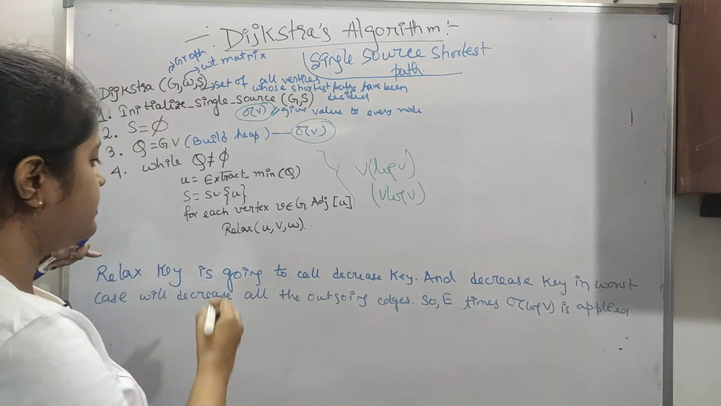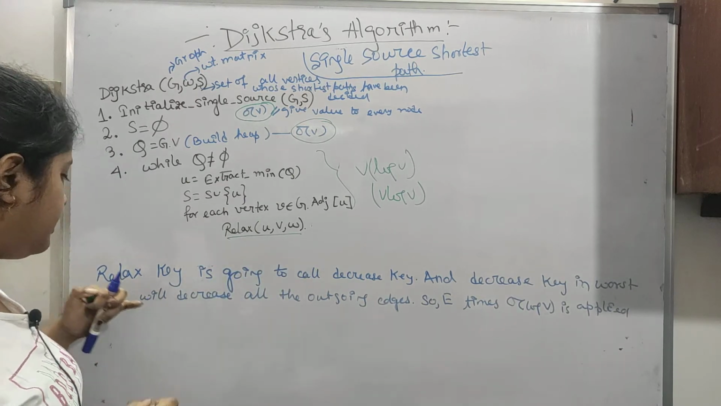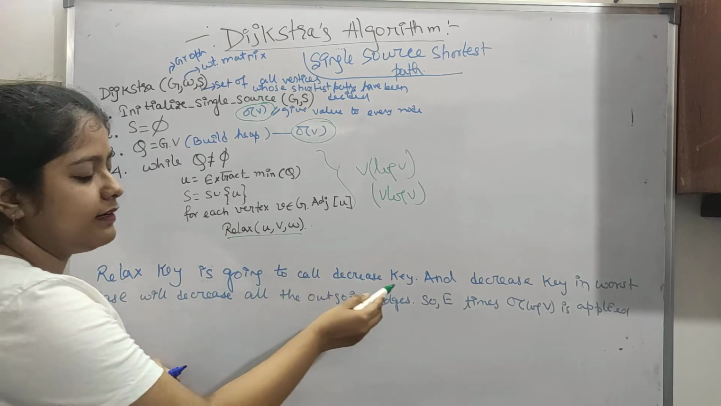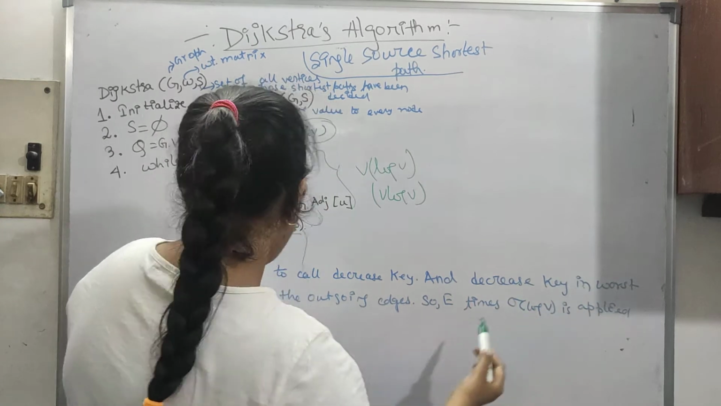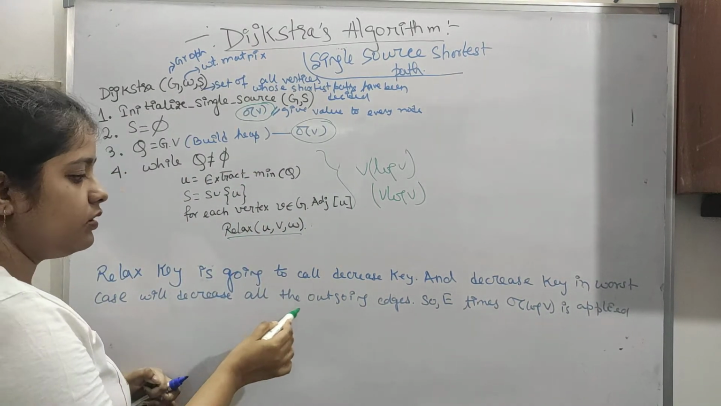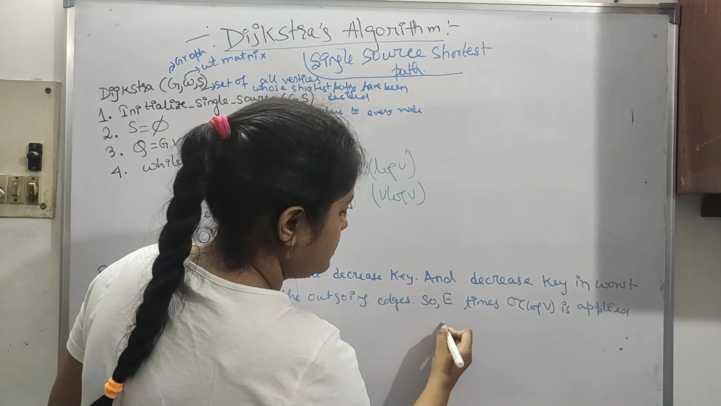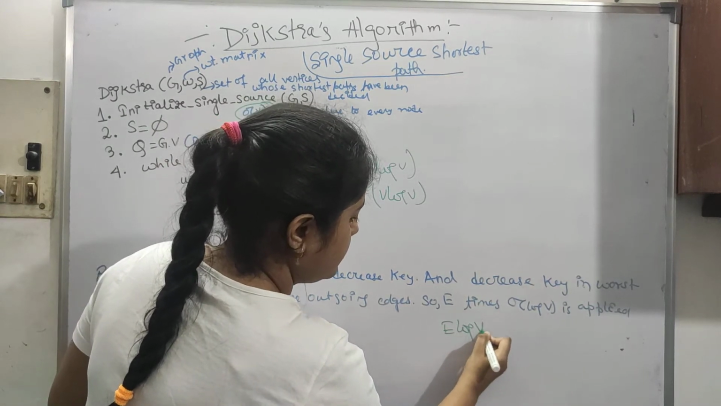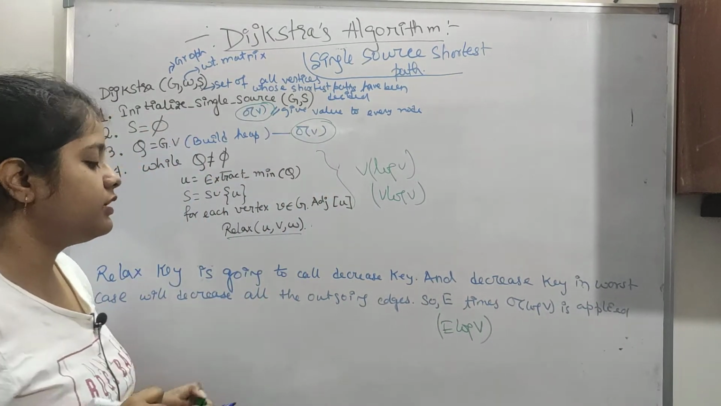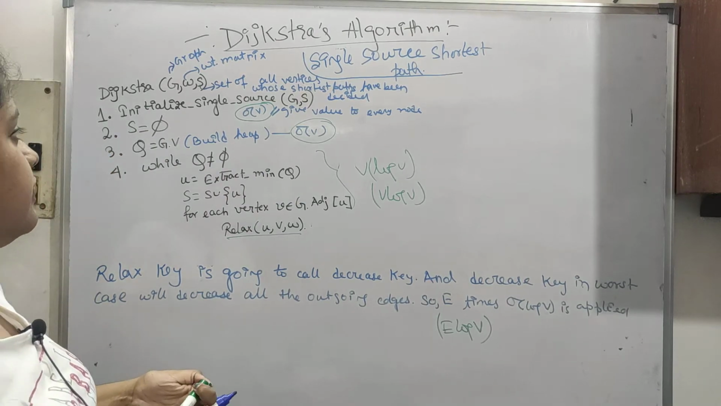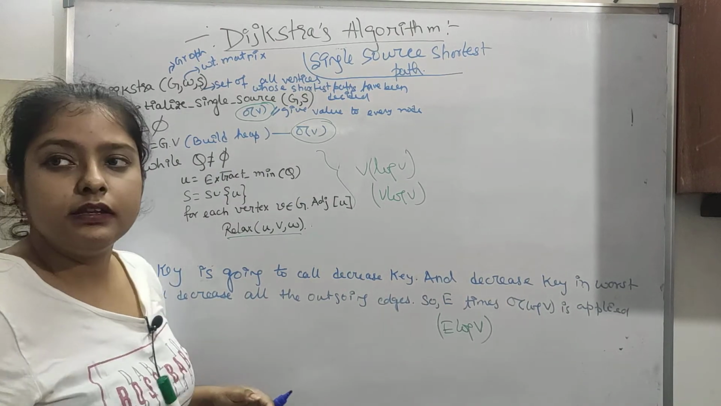Now let's say relax (U, V, W). Relax is going to call decrease key, and the decrease key in the worst case will decrease all the outgoing edges. So E times log V is taken, so it is E log V basically. This is about time complexity. Let's see the algorithm again.